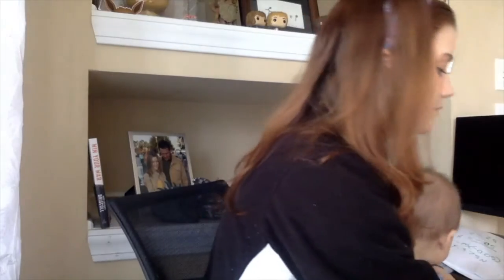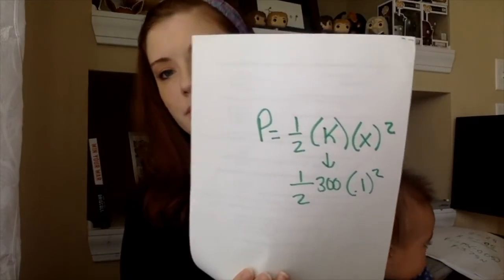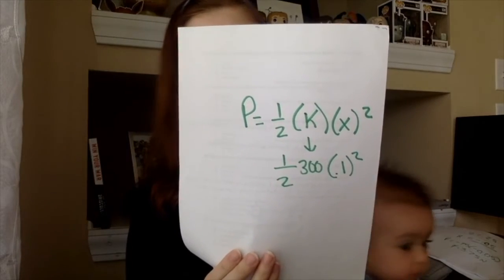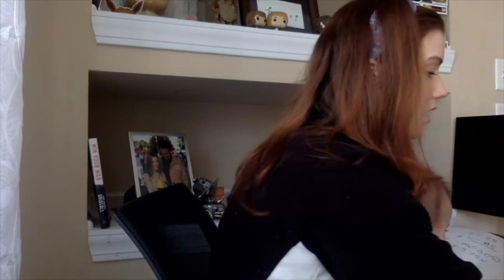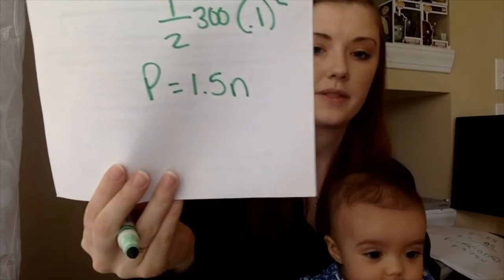0.1 squared times 1/2. Okay? Here it is written out. So the answer to that would be, when you plug that into your calculator, our potential energy is going to be 0.15 newtons.